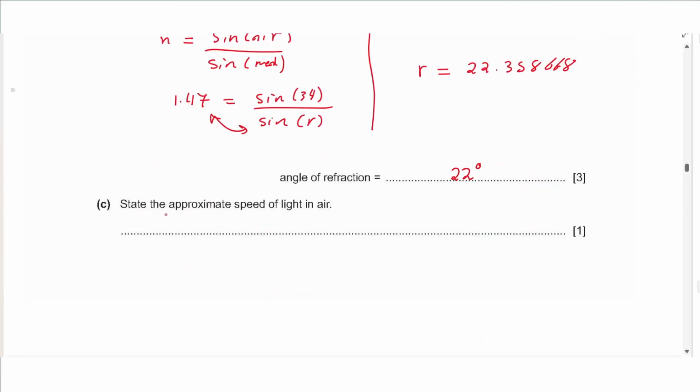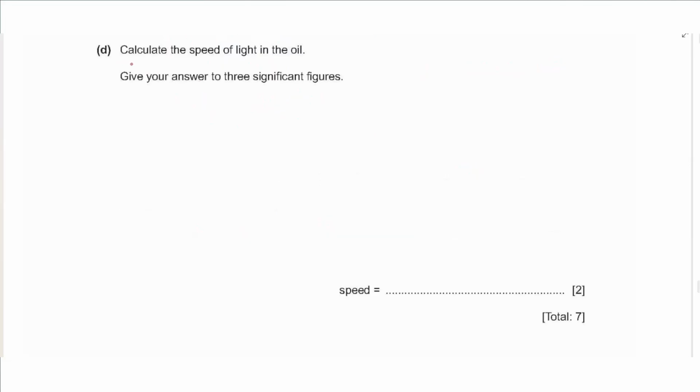Part C says state the approximate speed of light in air. This is 3.0 or 3 times 10 to the power of 8 meters per second. Part D says calculate the speed of light in the oil. Give your answer to 3 significant figures.